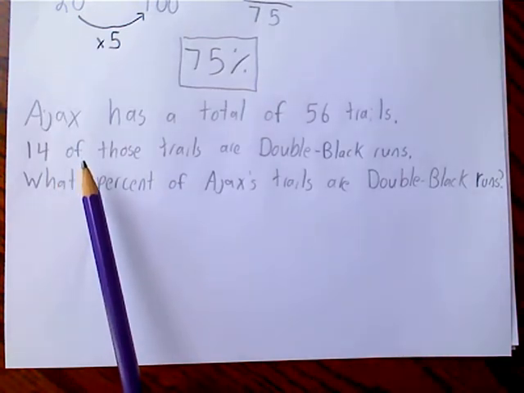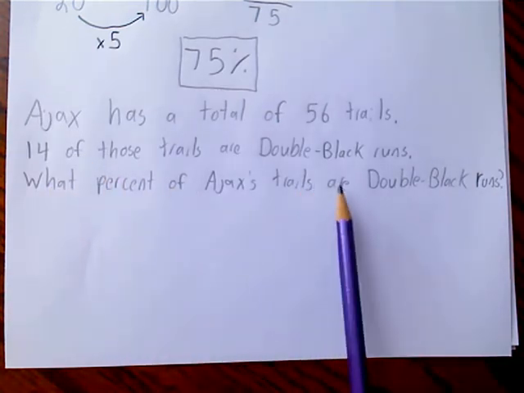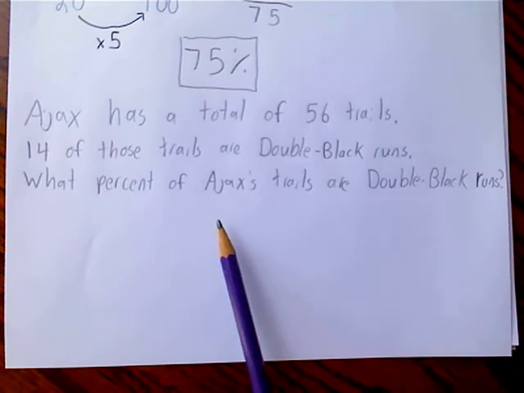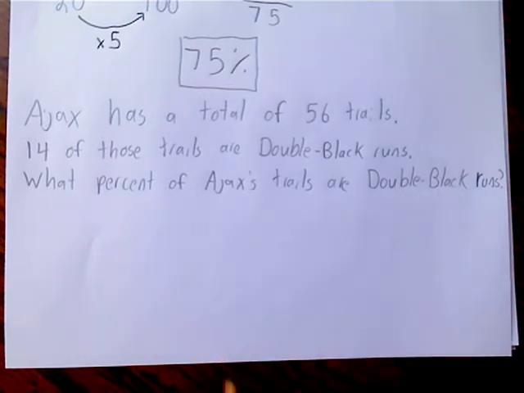Ajax has a total of 56 trails. 14 of those trails are double black runs. What percent of Ajax trails are double black runs? Again, this percentage is going to give us some sort of idea about what Ajax is all about. Are there a bunch of double black runs? Are there a little amount? What is it? And that's how percents can help us quantify these type of real world situations.